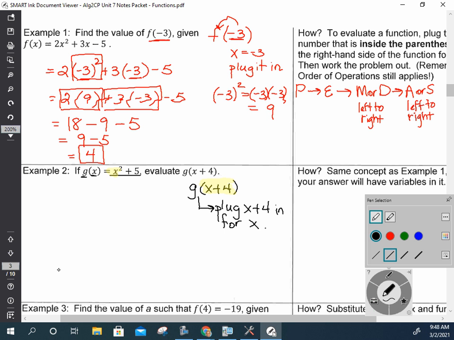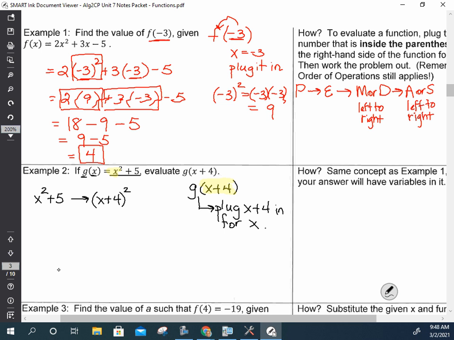So this is what it should look like. Instead of x squared plus 5, it's going to become x plus 4 squared plus 5. So it's the same exact thing as plugging in a number, except there's still a variable in there. That's okay. That's going to happen. Any questions before we move on?